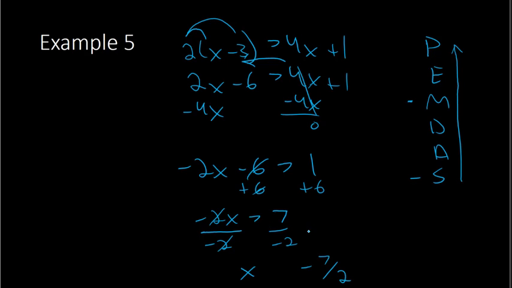And then be careful because I'm dividing by a negative number, which means I need to switch the inequality from a greater than to a less than. So my solution is x is less than negative 7 over 2.